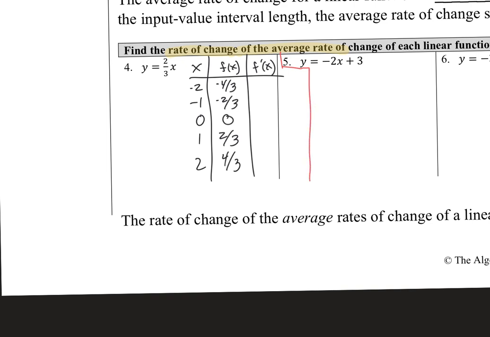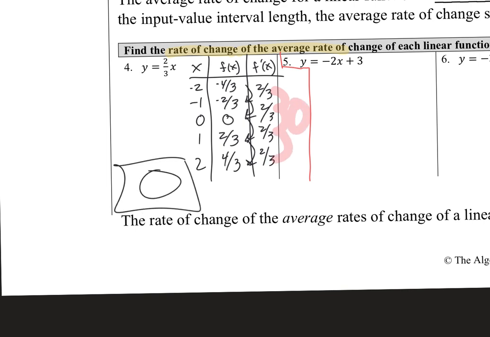We already know what this is because we did this last, but we can see each time it's going up by 2/3. Up by 2/3, up by 2/3. But what this question is asking is the rate of change of the average rate of change. So we want to know how these numbers are changing now. Not the rate, this is the rate of change. We want to know the rate of change of these numbers. Well, they're not changing at all, right? So that's a big old fat 0.